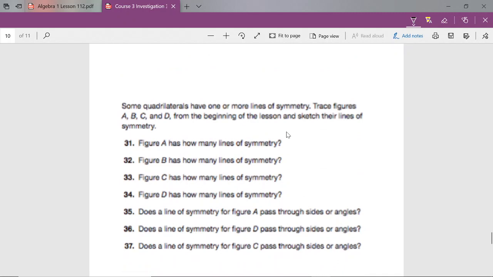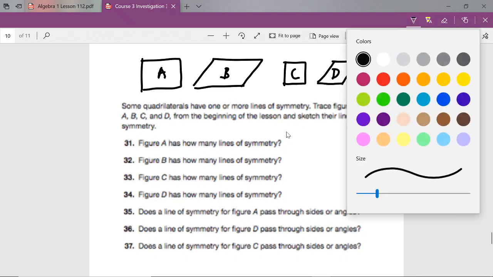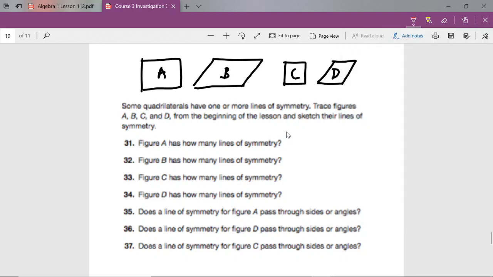And feel free to sketch these out, look at all of those. We are looking at A, which was a rectangle, B, which was a parallelogram but not a rhombus, C, which was a square, and D, which was a rhombus. Okay, so 31. Figure A has how many lines of symmetry? I am going to change colors here so you can see these lines of symmetry.